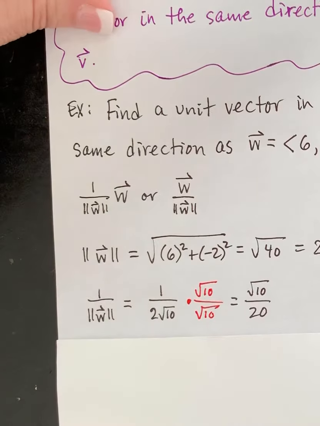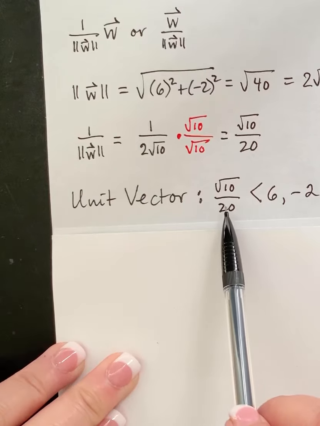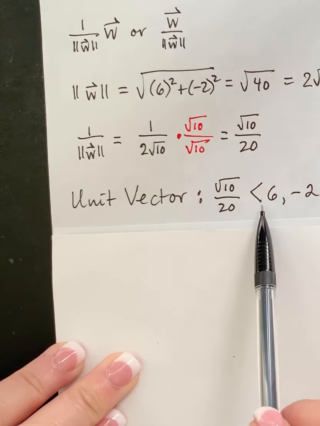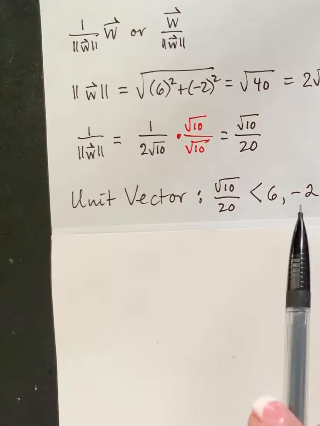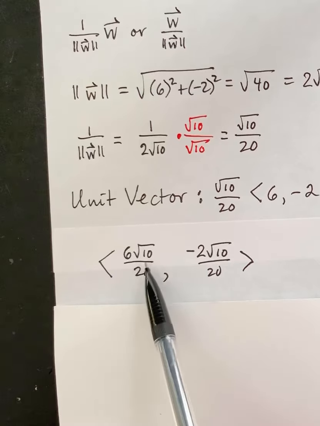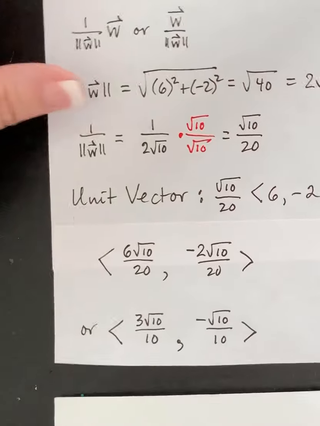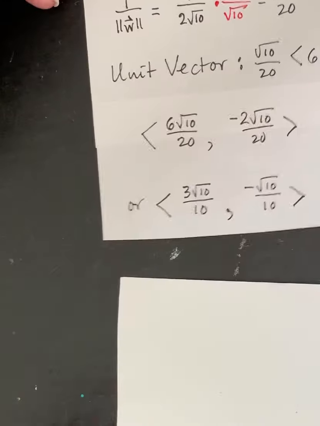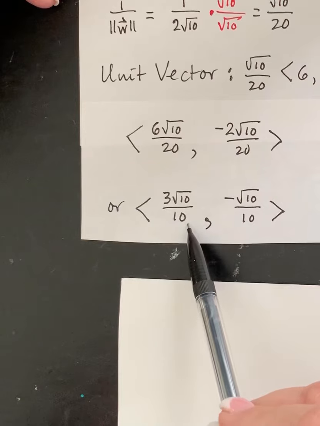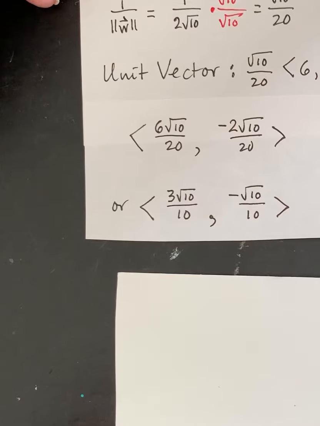A lot of these problems will get you kind of yucky square roots. The unit vector that we want then is the square root of 10 over 20 multiplied by the original vector. I multiply each component by that number, and I get this, 6 root 10 over 20, comma, negative 2 root 10 over 20, which does simplify. You always do need to simplify things. To 3 root 10 over 10 for the horizontal component, and negative root 10 divided by 10 for the vertical component.